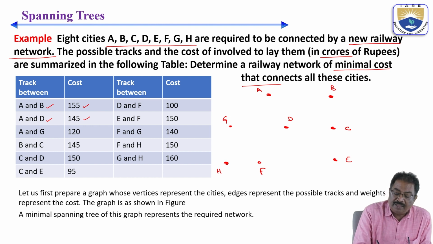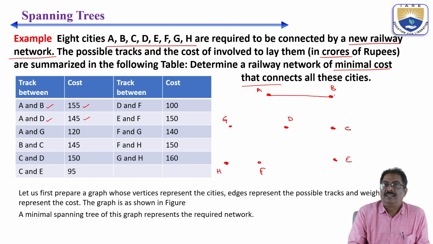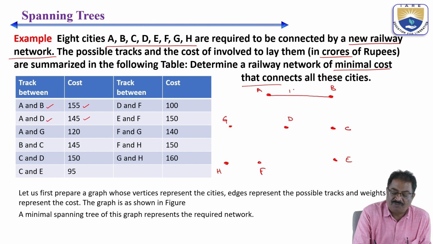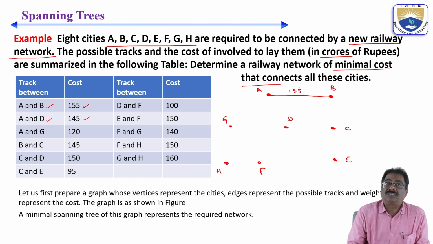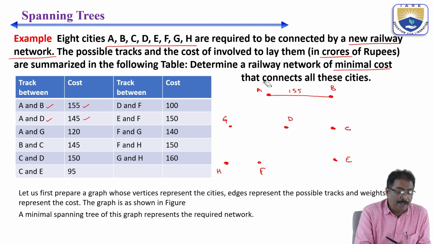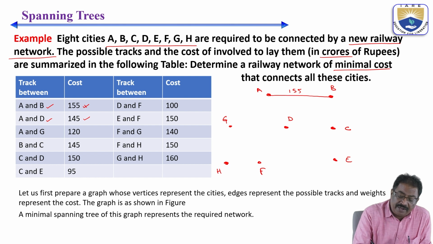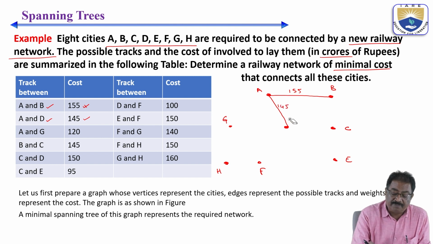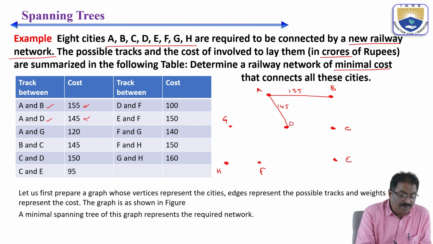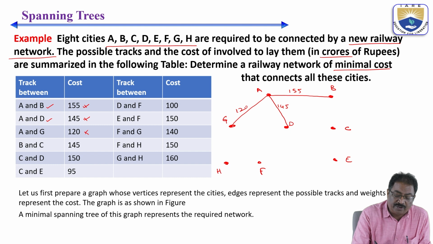Now the nodes are represented as cities. Now the edges: we are connecting A to B, for which they are going to lay a railway track. The expenditure is 155 crores. That means the edges are the cost associated to lay down the railway track between the cities. Now A to B is over. Next, A to D, it is 145. That's also over. Now A to G, it is 120.